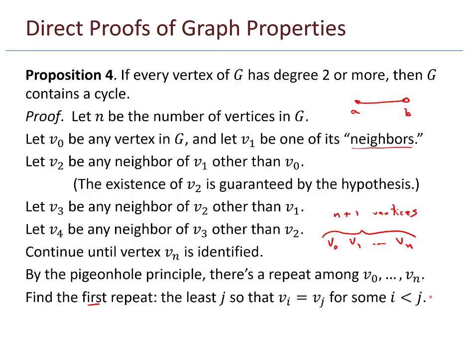Find the first place in this list where there's a repeat, and then just take that repeat and make that into a cycle. So vi is the same as vj, and I won't have any repeats in between i and j. And so there we go. We have found a cycle.